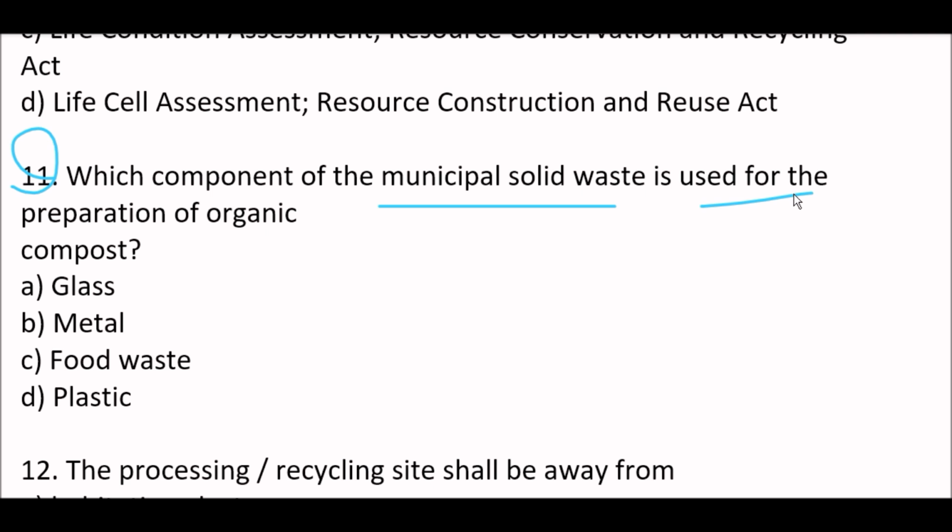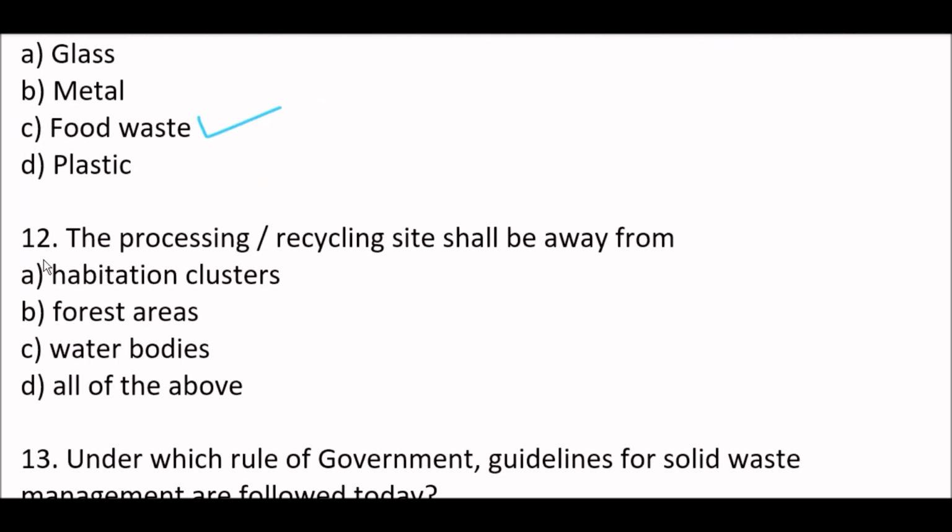Right answer is option C, food waste. Okay. Next question. The processing recycling site shall be away from option A, habitation clusters. Option B, forest areas. Option C, water bodies. Option D, all of the above. Right answer is option D, all of the above.